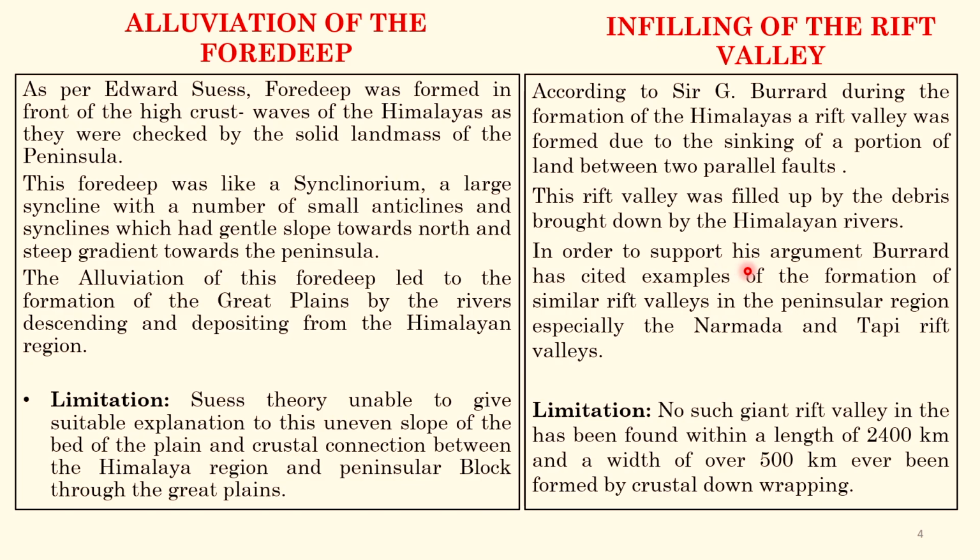In order to support his argument, Burrard cited examples of the formation of similar rift valleys in the peninsular region, especially the Narmada and Tapi rift valleys. Limitation: no such giant valley, with a length of 2400 km and a width of over 500 km, has ever been found to be formed by crustal downwarping.